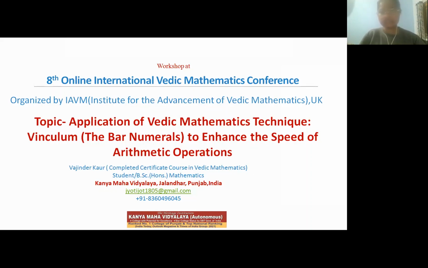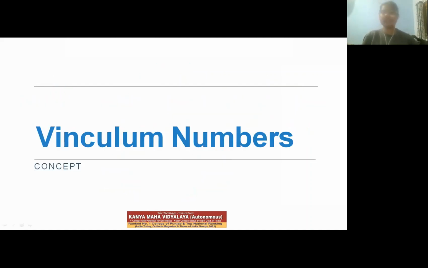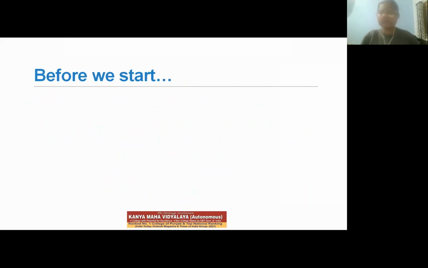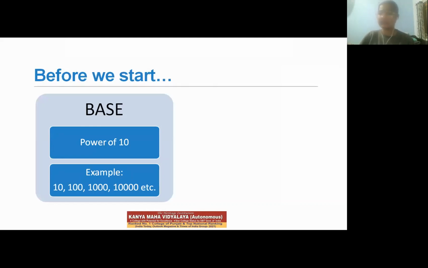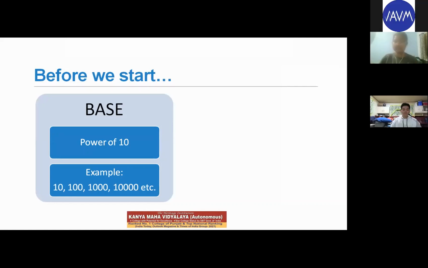Moving ahead, we will understand what exactly Vinculum numbers are. But before we start, I would like to introduce you to some new concepts. For example, base. So what exactly is base? Base is a power of 10. For example, 10 raised to power 1 is equal to 10. 10 raised to power 2 is equal to 100. 10 raised to power 3 is equal to 1000. And 10 raised to power 4 is equal to 10,000 and much more.